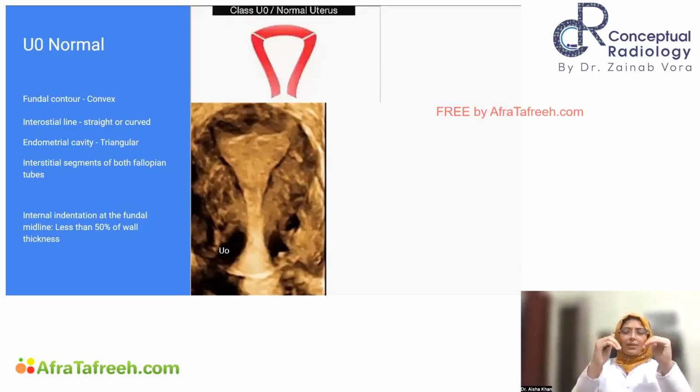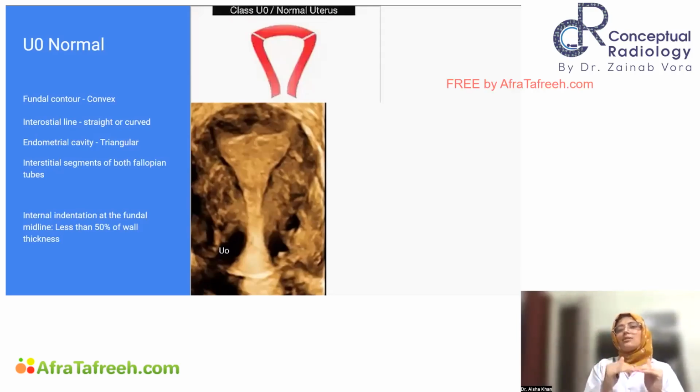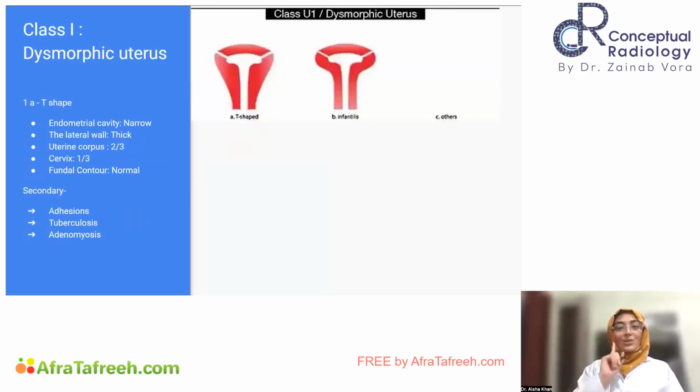That means a little bit of endometrium can dip, but the fundus or the serosal surface will not dip. So external means fundal contour, external indentation, that will be convex. Internal means the endometrium. Endometrium can have a subtle dipping, or it will be absolutely straight, no dipping. Both things are possible. Okay. This is U0. Then we have class 1.